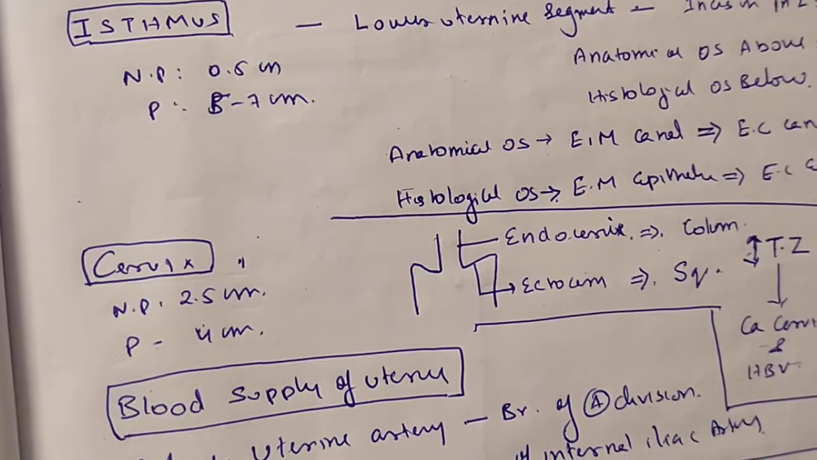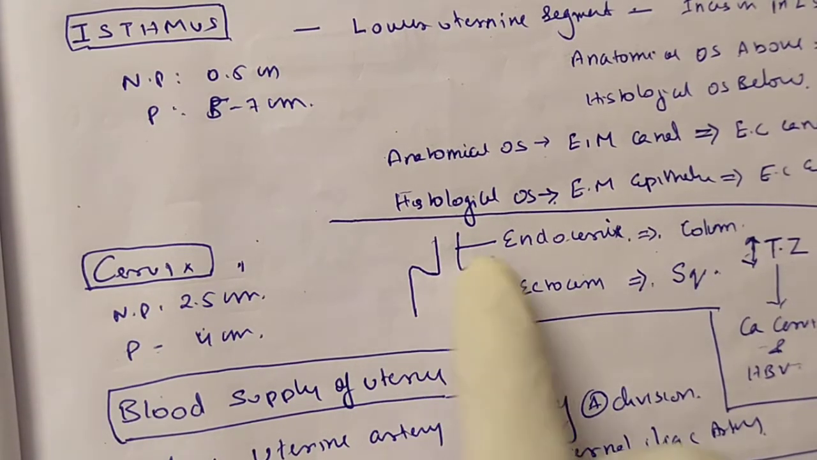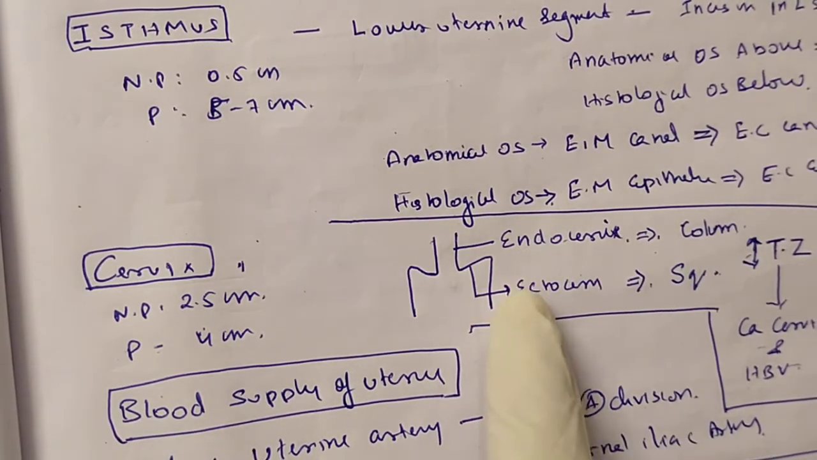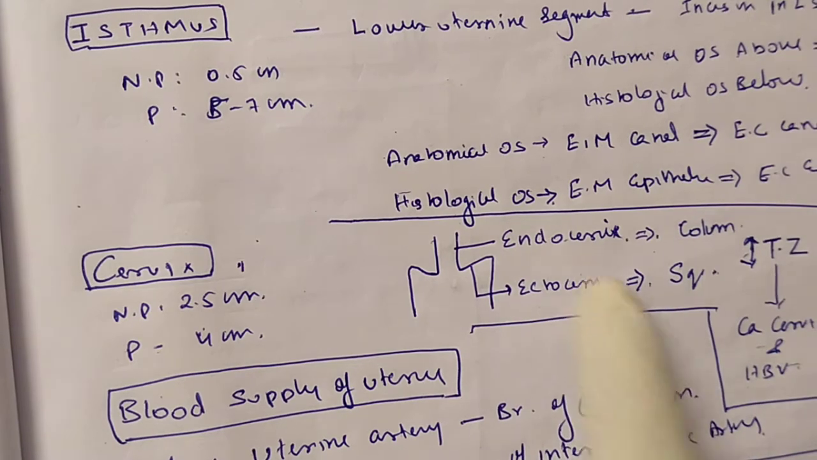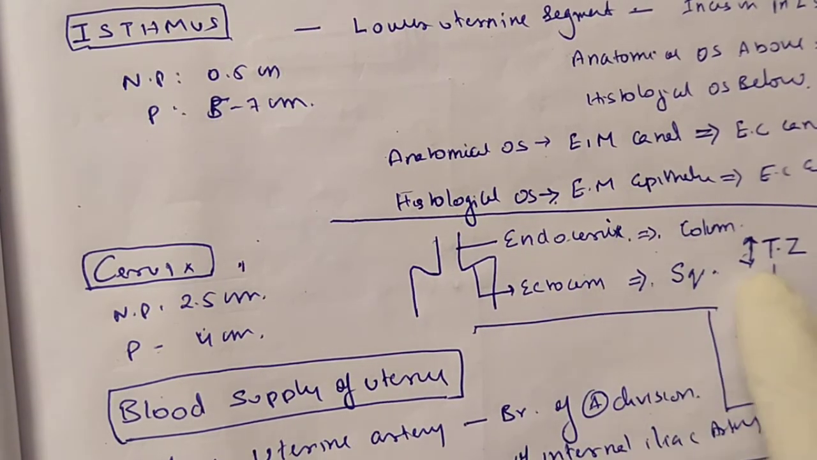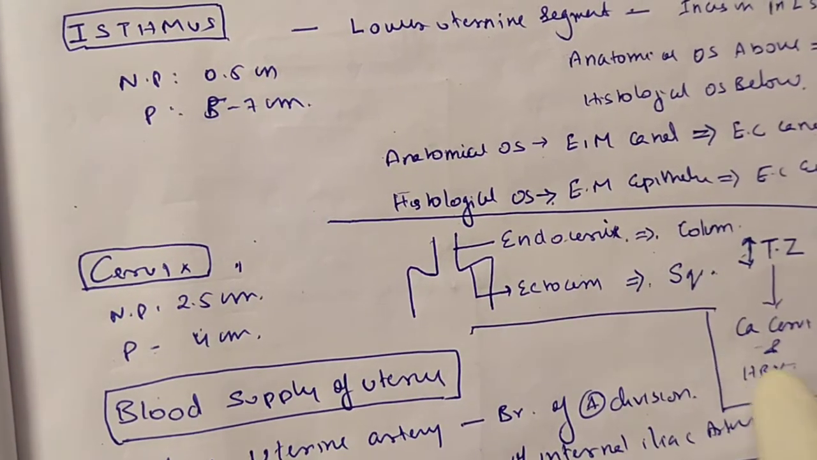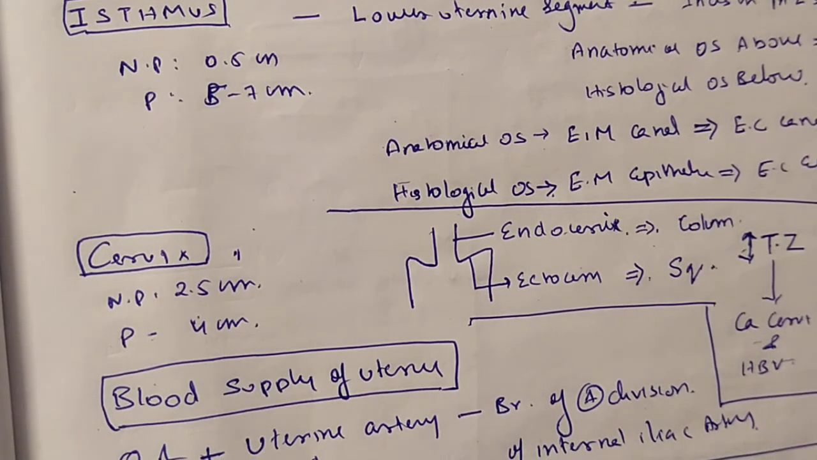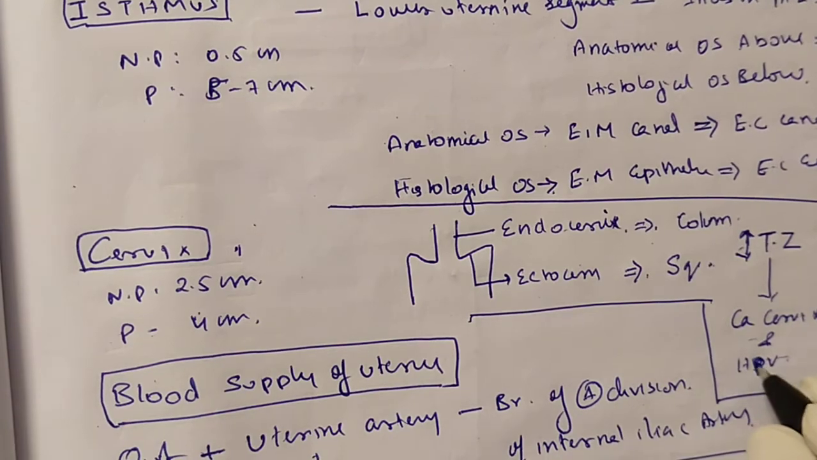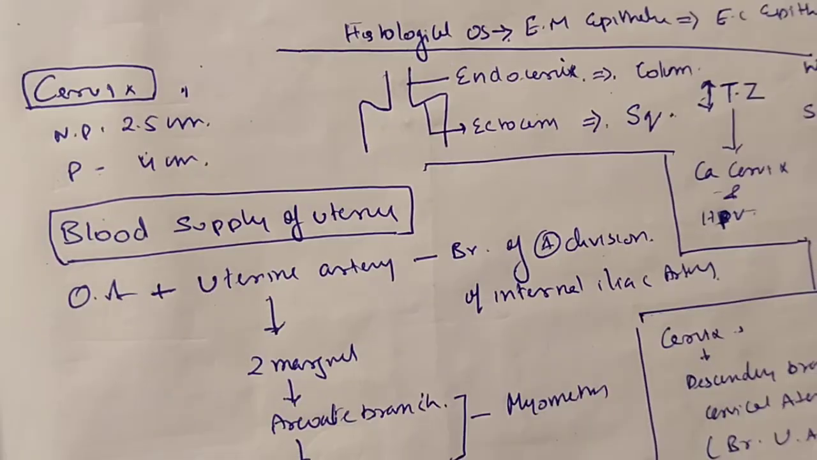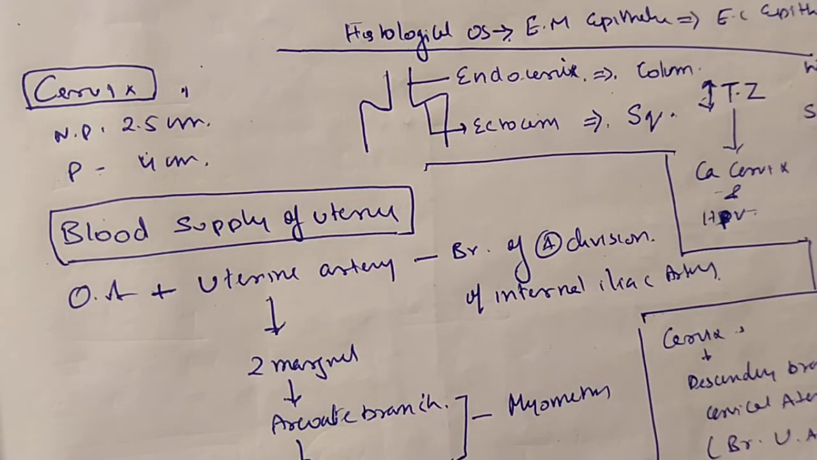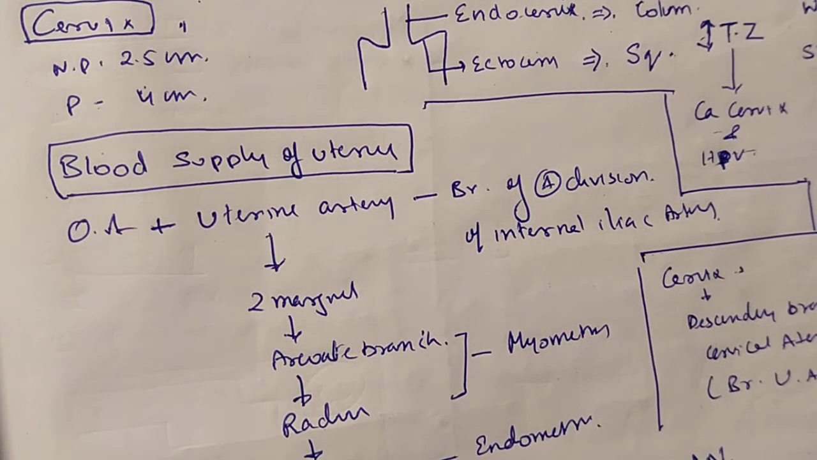Then we learned about the cervix. It has two layers, ectocervix and endocervix. And then we found the TZ, the transformation zone, which is the most common site for carcinoma of the cervix. And this is caused by HPV, not HBV, HPV. Next we learned about the blood supply, and then lymphatic drainage and nerve supply.